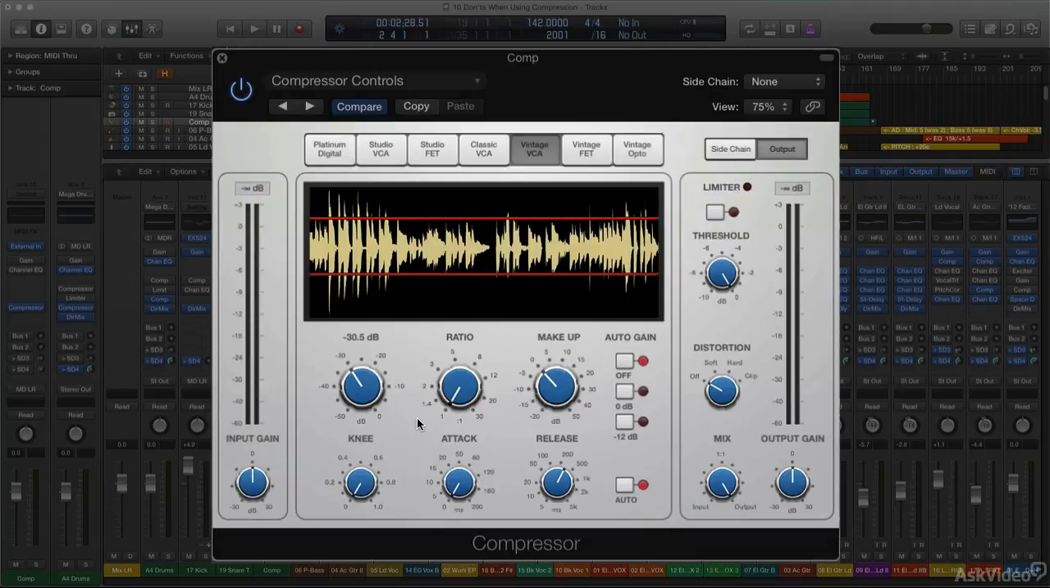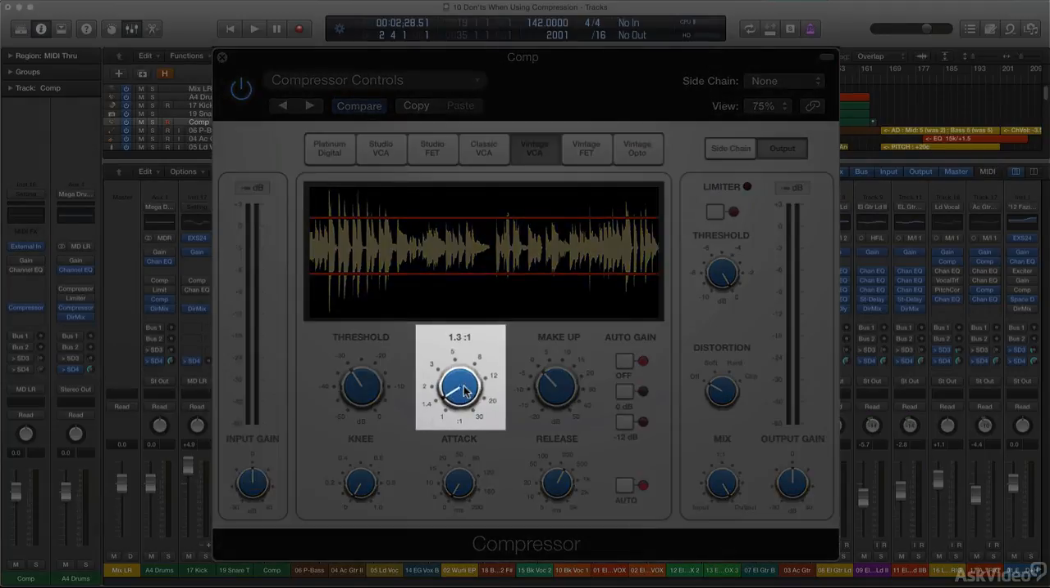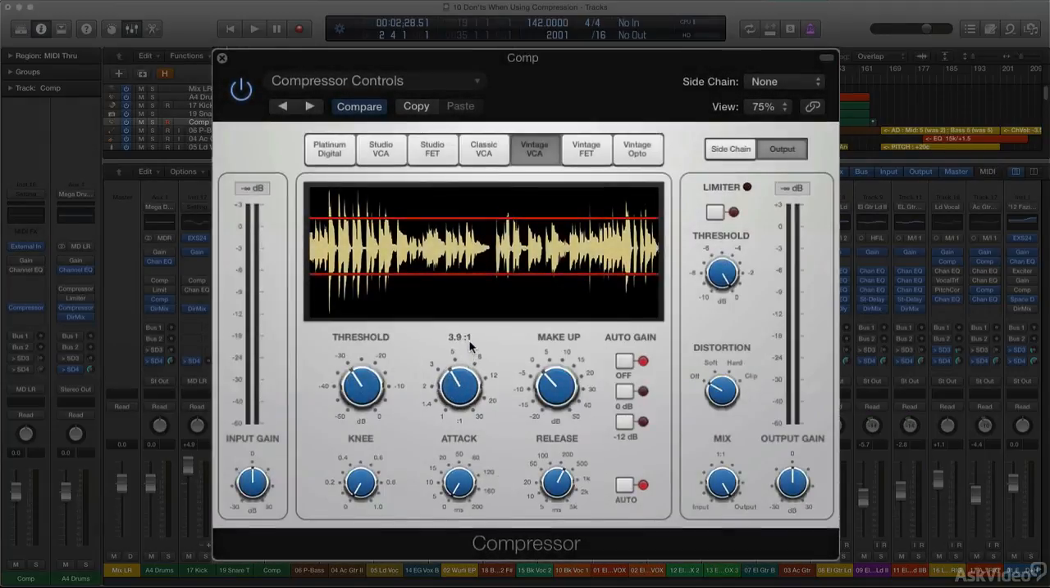So, a 4-to-1 ratio says that when the audio hits a level 4 dB above threshold, it'll be attenuated by 3 dB, so it ends up only 1 dB above threshold. At the same ratio, the signal that goes 12 dB above threshold would be lowered by 9 dB to only 3 dB above threshold, etc.